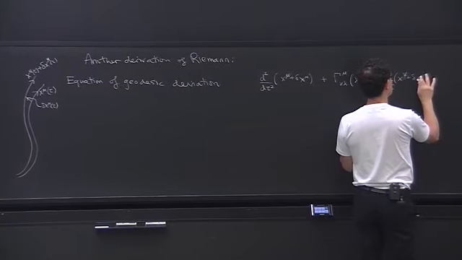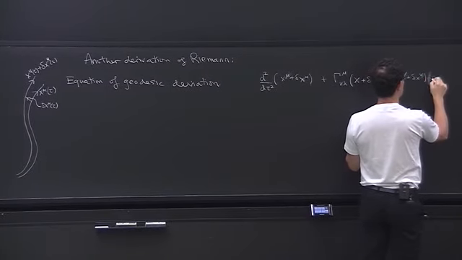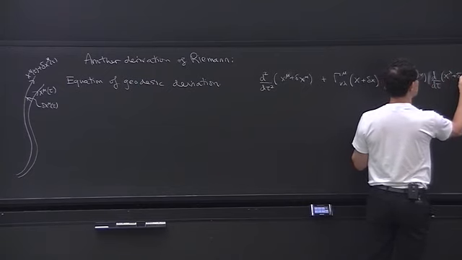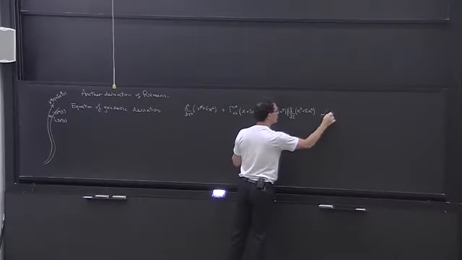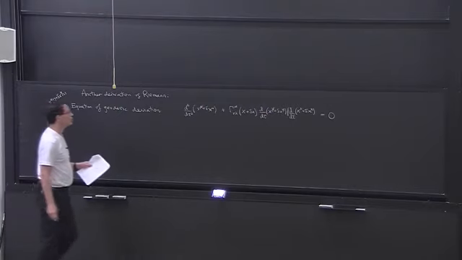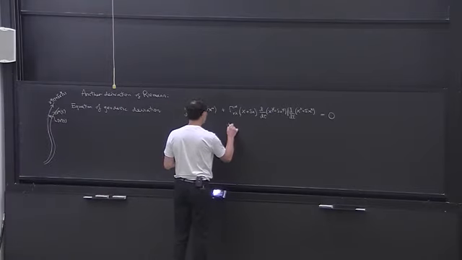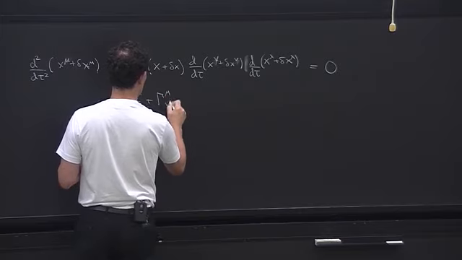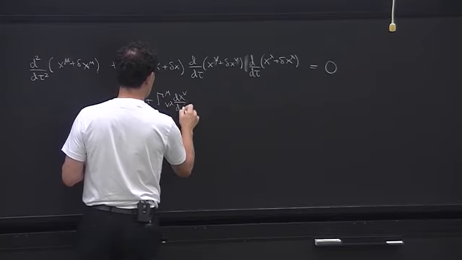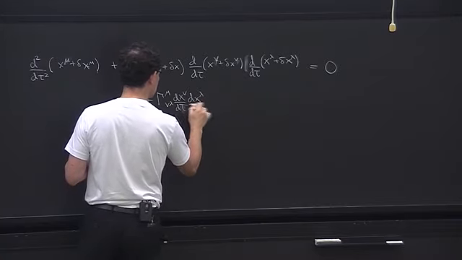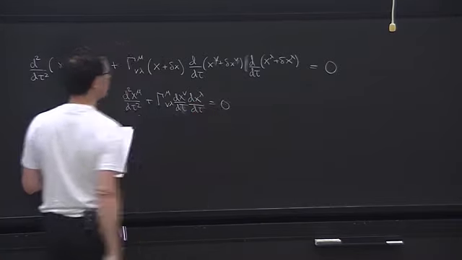This is a nu, and d by d tau of x lambda plus delta x lambda equals 0. Okay, so that's the equation for the second geodesic. And of course, I have the equation for the first geodesic, plus gamma mu nu lambda dx nu d lambda, d tau, dx lambda d tau equals 0.